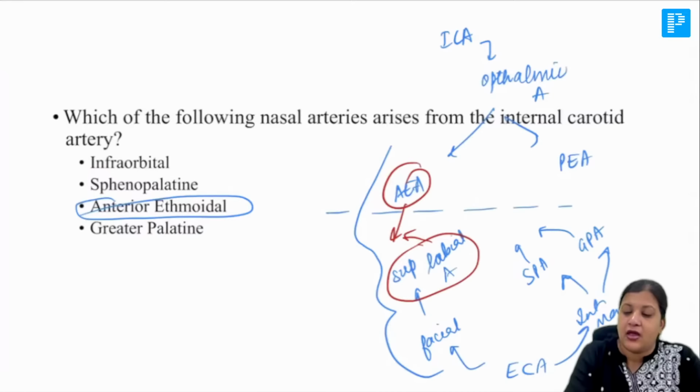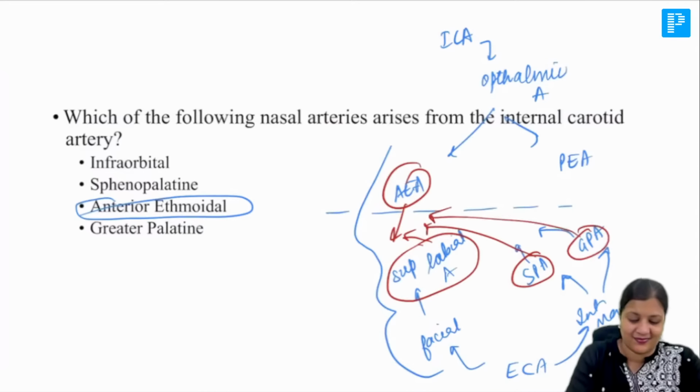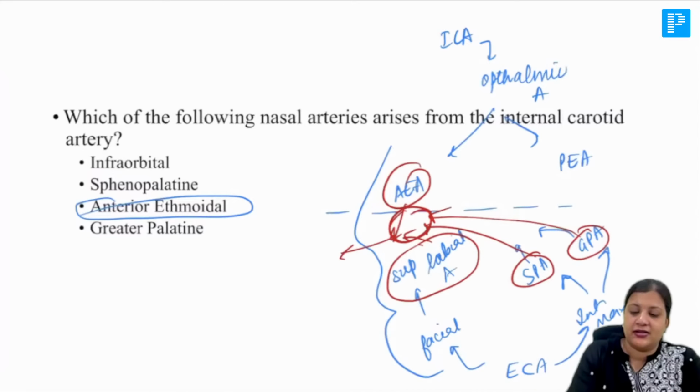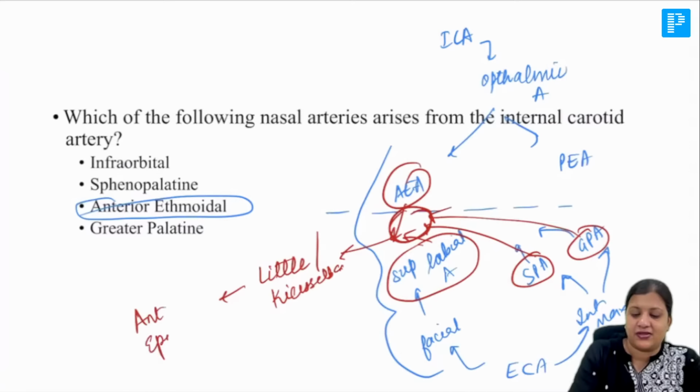Now I'll ask you, there is an anastomosis that happens at the anteroinferior portion of the septum where all the arteries meet. What is this anastomosis area called? Very good. Little's area, also called Kiesselbach's plexus. And any bleeding from here is responsible for anterior epistaxis.